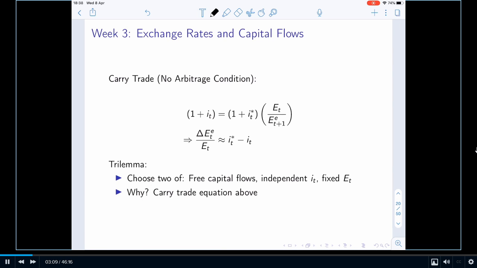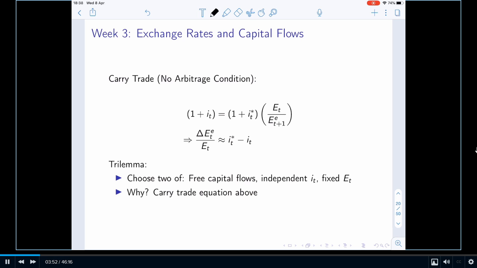Another way of thinking about exchange rate determination is thinking about no arbitrage conditions in financial markets. In particular, we're going to think about the carry trade, which tells us that the return in domestic currency from investing in a domestic bond should be equal to the return, again in domestic currency, which is why we have this expression here, from investing in a foreign bond. As before, when we talked about the yield curve, we're assuming risk neutrality of investors, so they're happy to equalize expected returns.